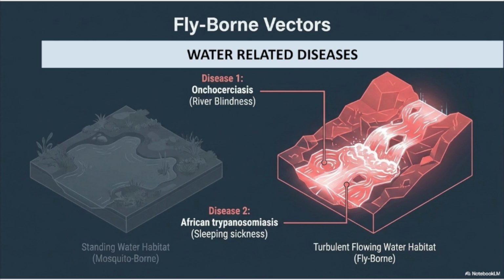Disease 1 is onchocerciasis, also known as river blindness, which is linked to a turbulent flowing water habitat. Disease 2 is African trypanosomiasis, also known as sleeping sickness, which is also linked to fly-borne transmission near water bodies. It is important to distinguish here that mosquito-borne diseases are linked to standing water habitats, while fly-borne diseases like river blindness are linked to turbulent flowing water habitats.